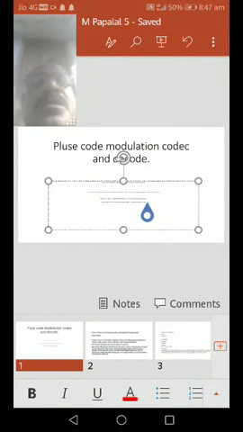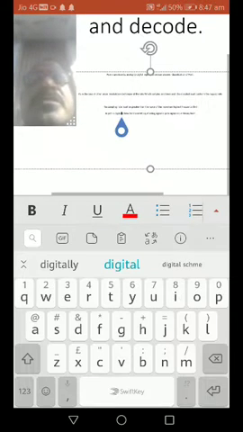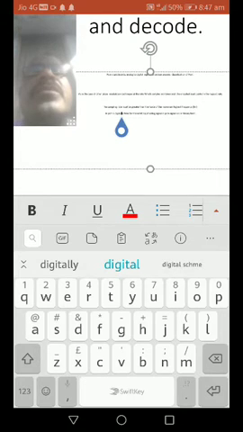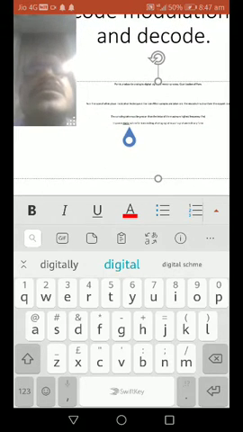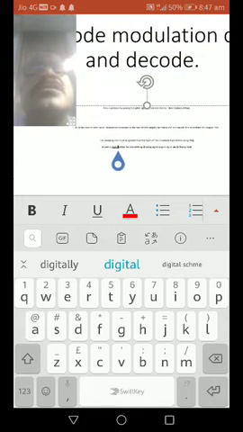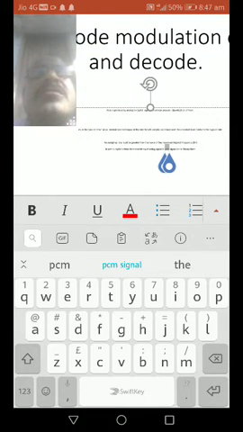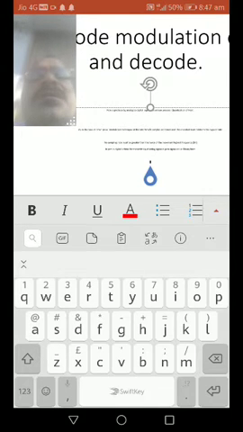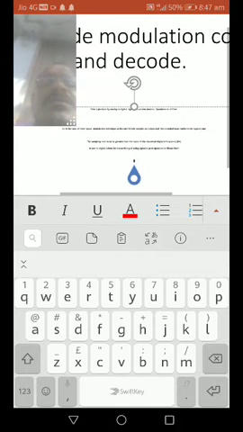Pulse code modulation, and coding and decoding. Before transmitting the information, we have to use these techniques. First we have to sample according to the sampling theorem. First convert the continuous analog signal into a discrete signal. That continuous signal can be made discrete by using the sampling theorem.